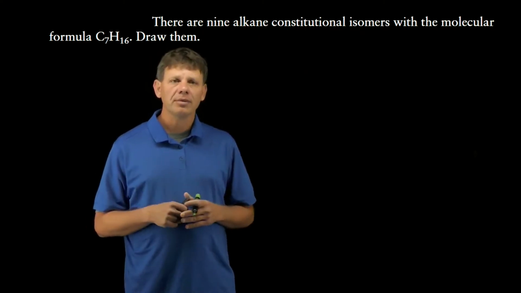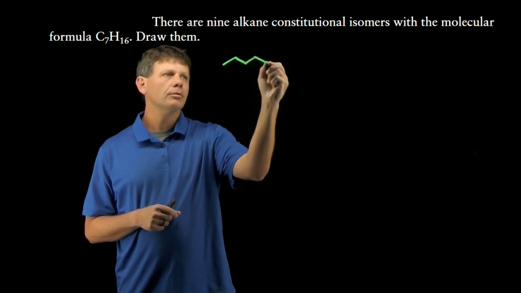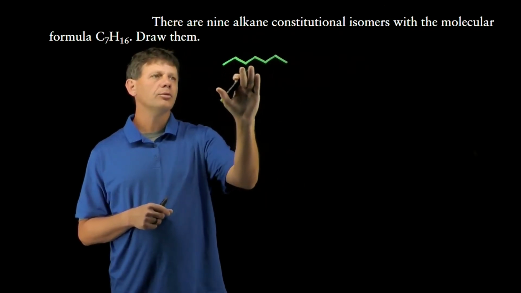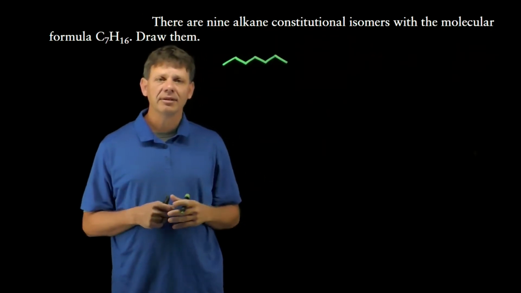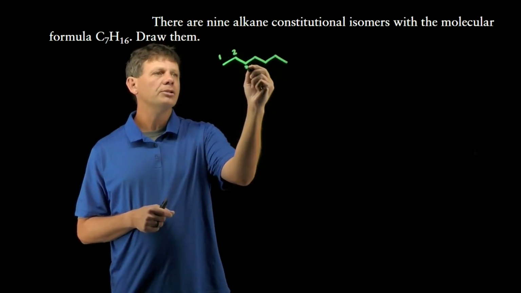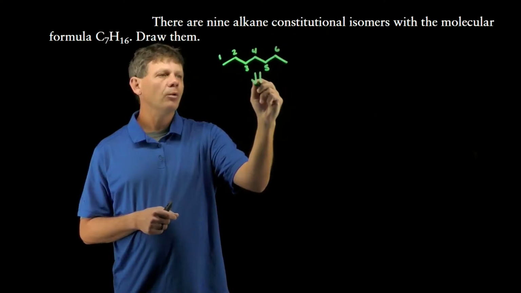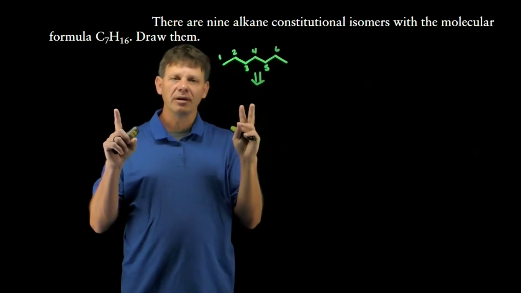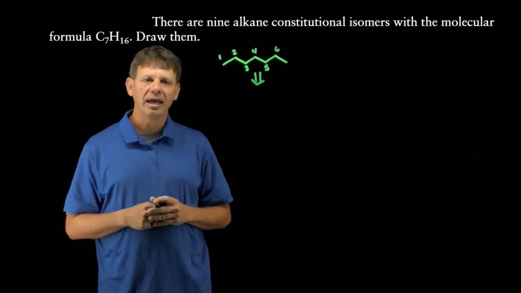Let's start with the simplest alkane that has 7 carbons, which is heptane. So 1, 2, 3, 4, 5, 6, 7. Now we can think of heptane as a 7-carbon chain. Alternatively, we can think of it as a 6-carbon chain with a methyl group hanging off. This will allow us to then create a series of parent chains having 6 carbons with methyl groups hanging off.